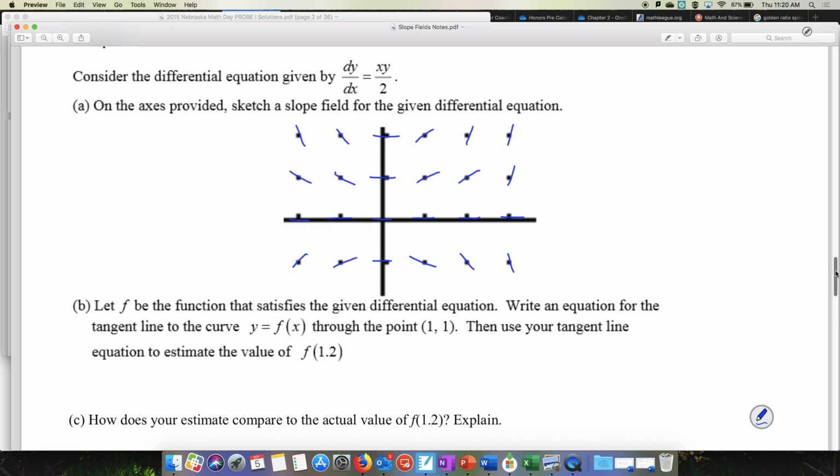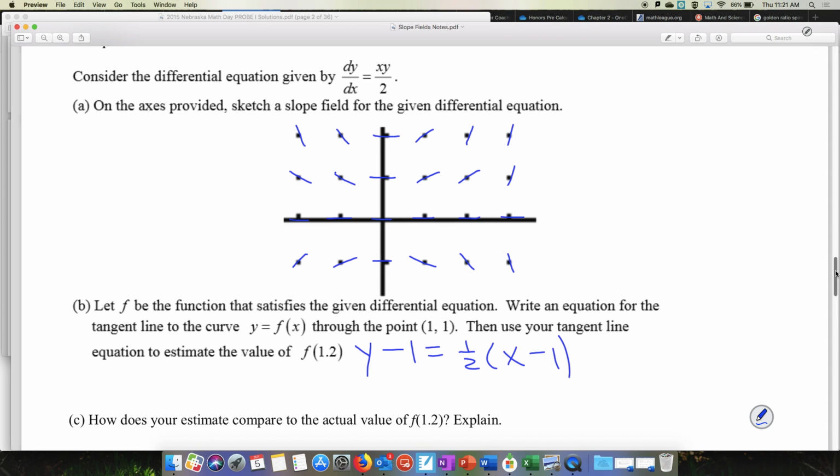Let f be the function that satisfies the differential equation. Write an equation for the tangent line to the curve through (1, 1). Okay. Zane, what's our slope at (1, 1)? 1/2. Okay, so we have y minus 1 equals 1/2 times x minus 1. Okay, we are going to use this tangent line to approximate f(1.1), the y value for x is 1.1.